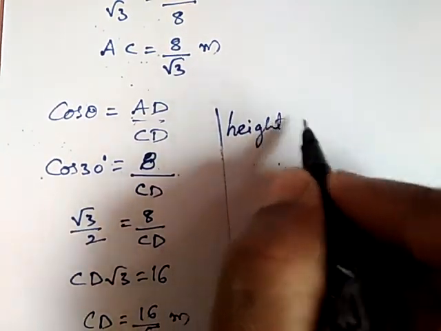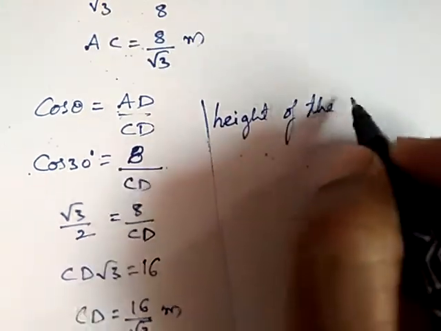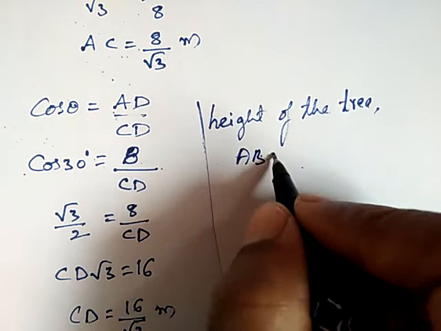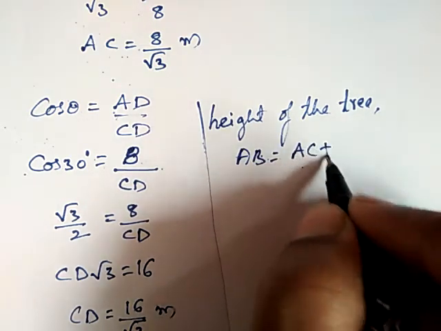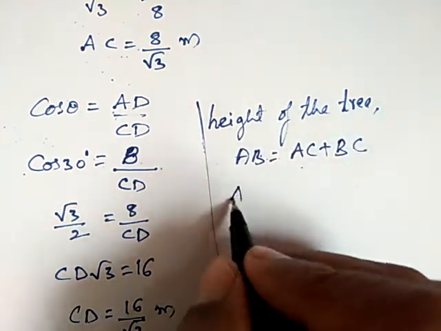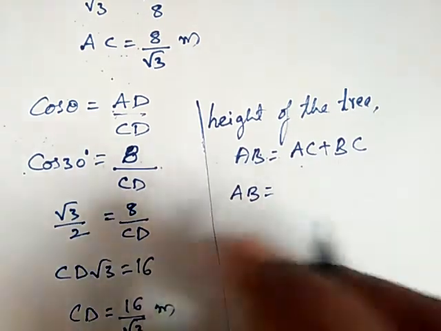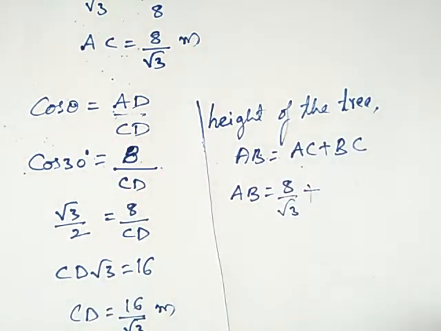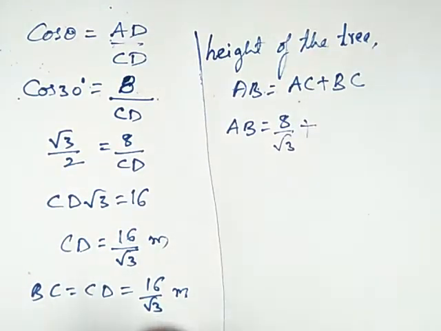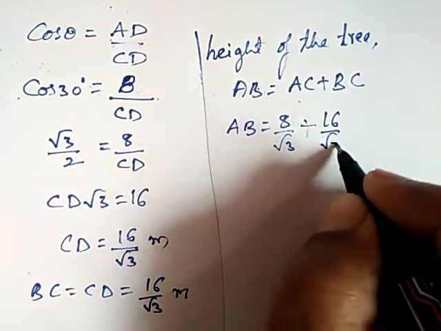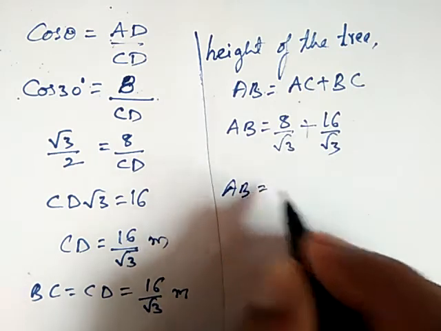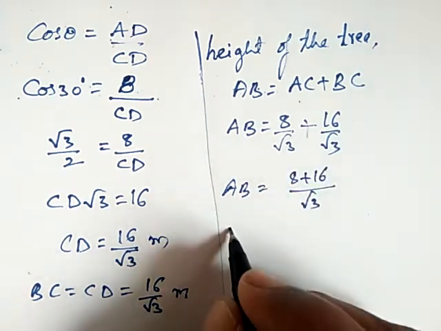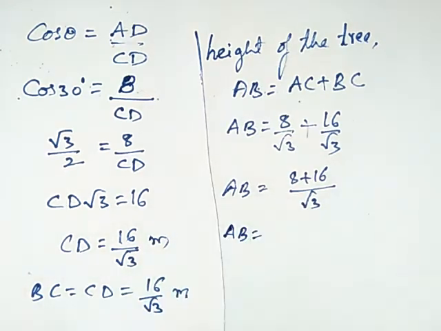The height of the tree is nothing but AB, which is equal to AC plus BC. So AB is equal to what? AC is given already, 8 by root 3, plus BC, which we just solved, 16 by root 3. So you can take AB is equal to, root 3 is the LCM, 8 plus 16.